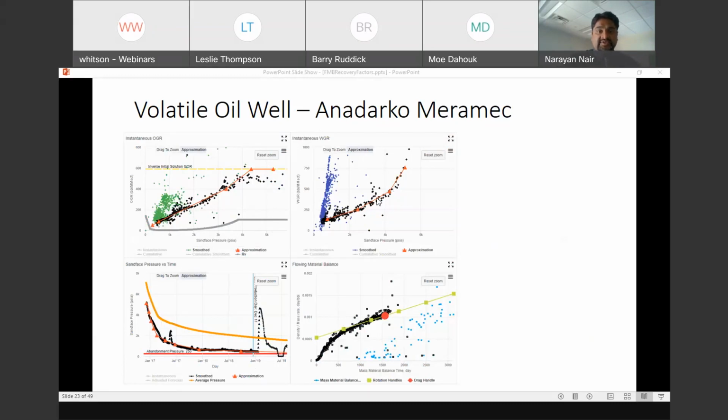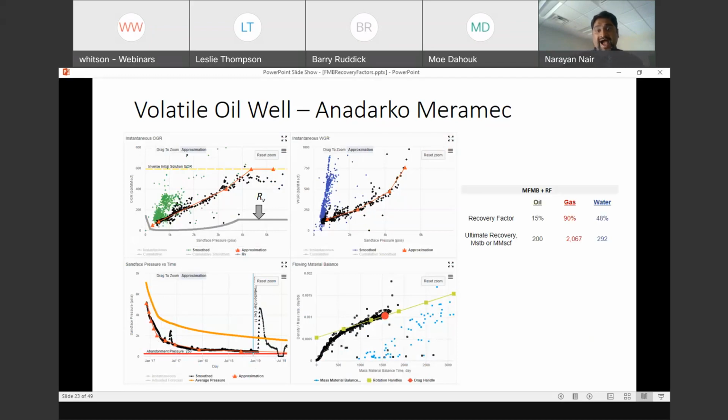Here's the instantaneous ratios for, in this case, water gas ratio. Here's the bottom hole pressure versus time extrapolation. So in this case, the flowing bottom hole pressures are pretty close to the abandonment pressure assumption of 250 psi. And the flowing material balance interpretation is the bottom right plot. So I'm going to show you the outcomes of this work.